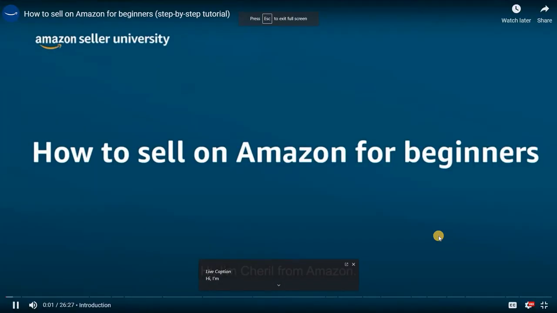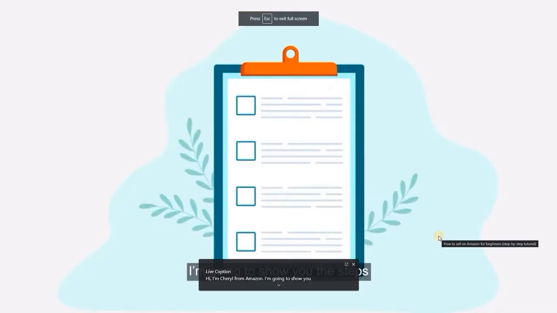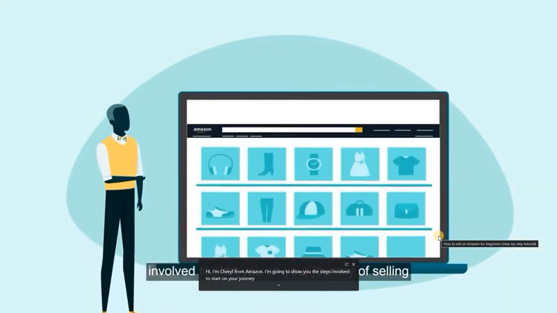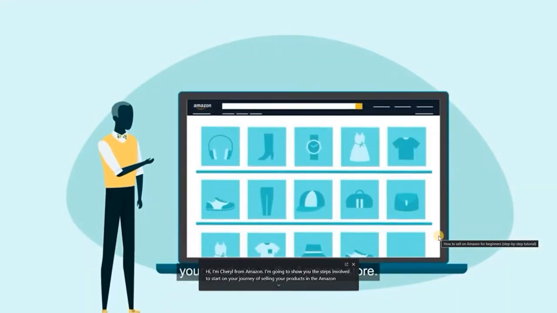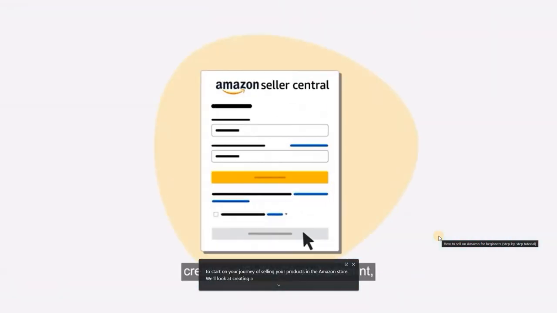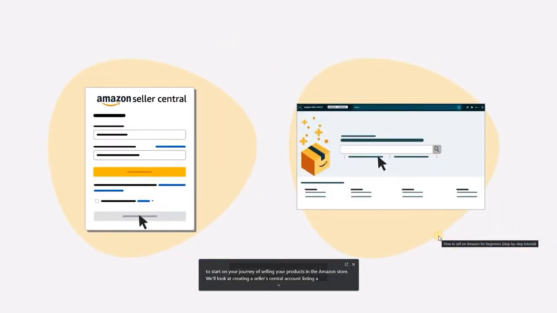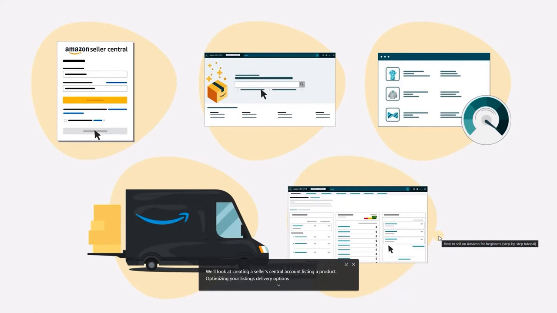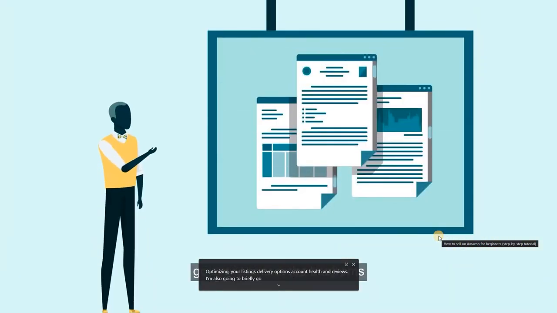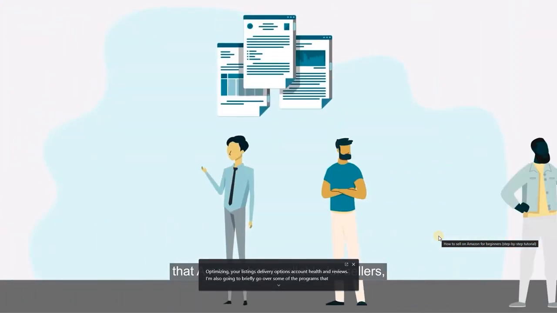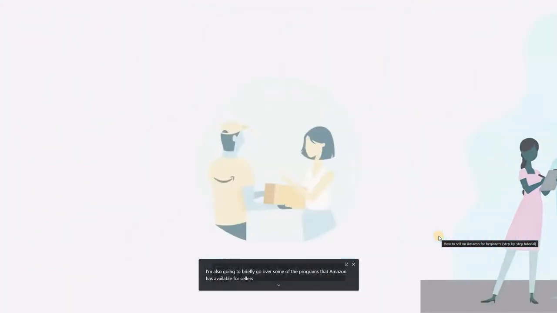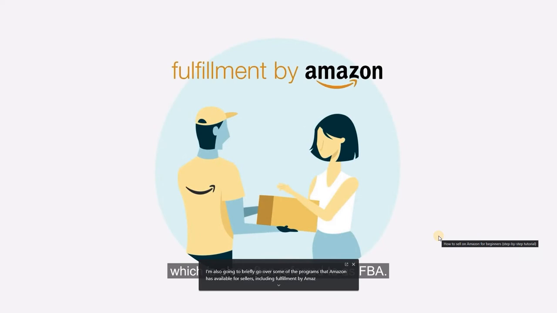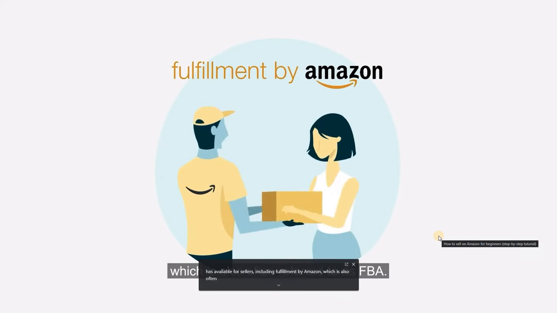Hi, I'm Cheryl from Amazon. I'm going to show you the steps involved to start on your journey of selling your products in the Amazon store. We'll look at creating a Seller Central account, listing a product, optimizing your listings, delivery options, account health, and reviews. I'm also going to briefly go over some of the programs that Amazon has available for sellers, including Fulfillment by Amazon, which is also often referred to as FBA.